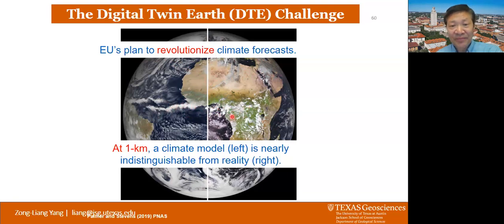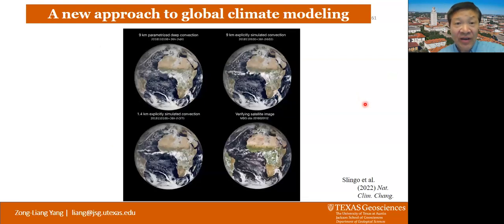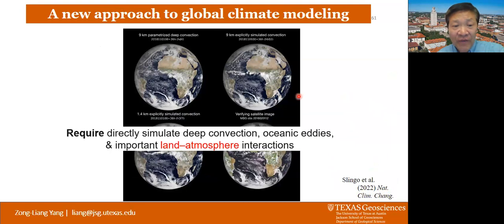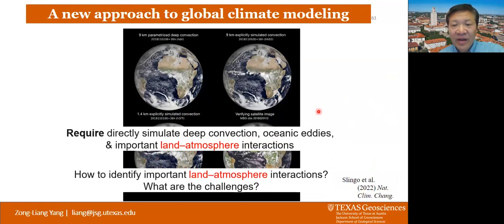I do not know if you can tell immediately which one, right or left, is reality, or which is model simulation. So digital twin will revolutionize future climate, hydrology, and weather forecasts. A new approach has been proposed in a paper by Julius Lingo in Nature Climate Change last year, calling for the direct simulation of deep convection and land-atmosphere interaction. So how do we identify the important land-atmosphere interactions, and at such kilometer scale, what are the challenges ahead of us?